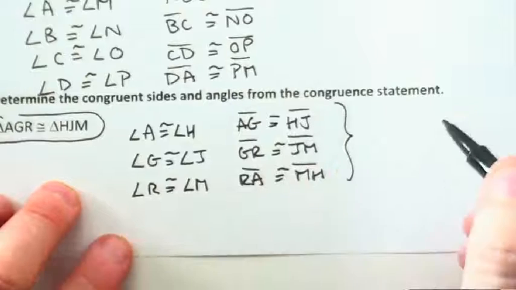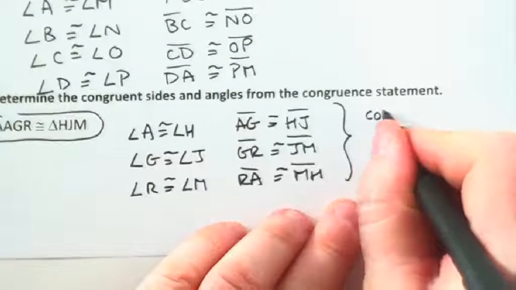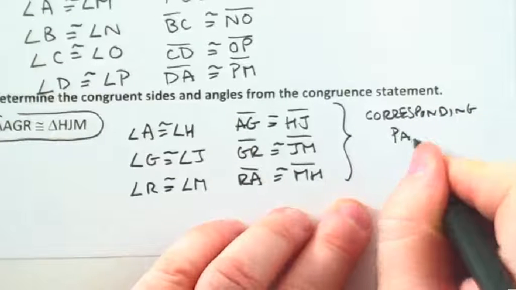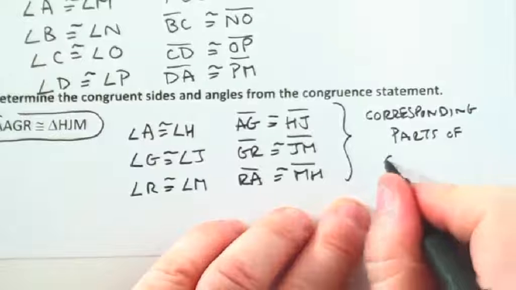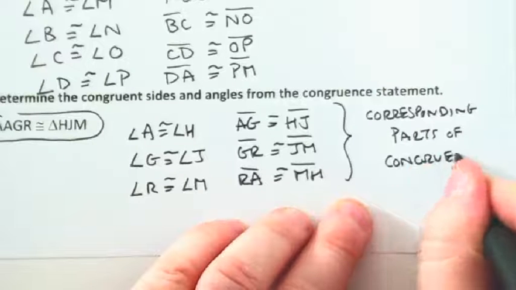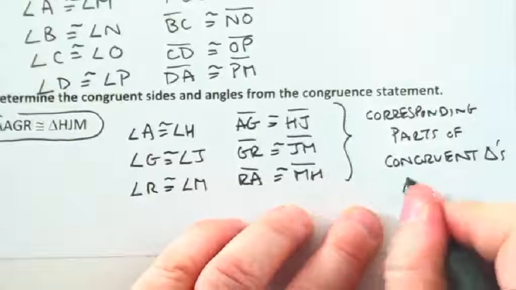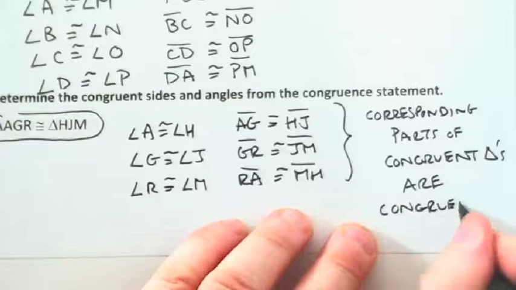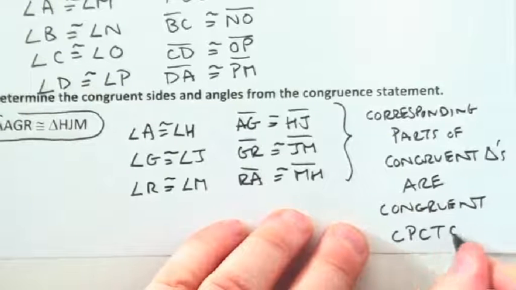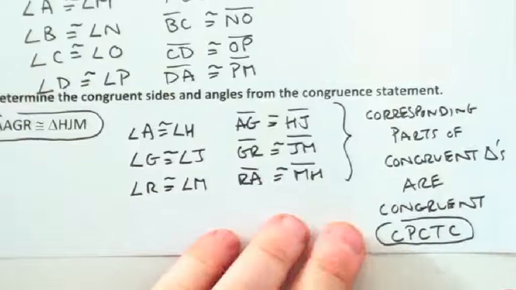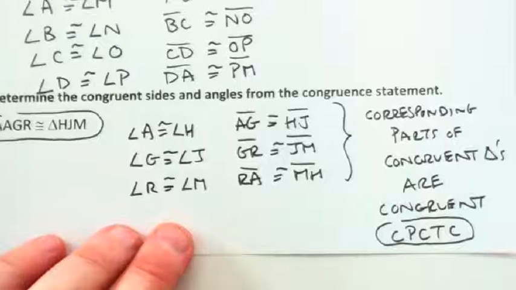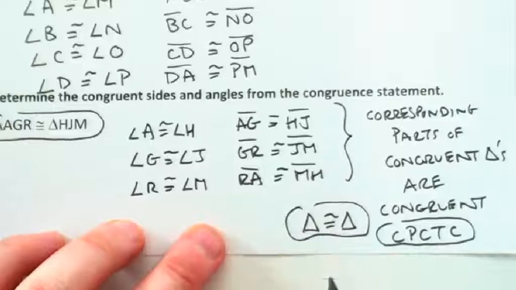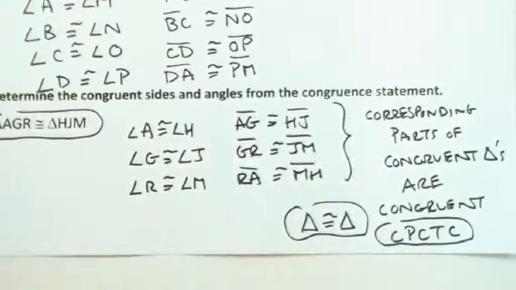These things here are basically known as the corresponding parts of congruent triangles are congruent, or CPCTC. This is a short way of saying in a triangle set that are congruent, their corresponding parts all match up. I sometimes shorten that just like this to say the triangles are congruent to each other.